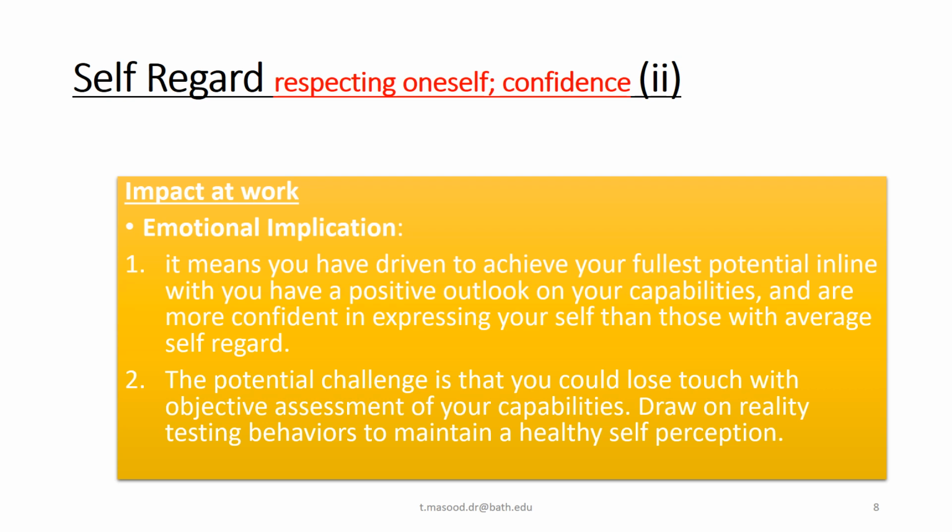Okay, now how self-regard impacts work. The first segment is emotional implications. It means you are driven to achieve your fullest potential, and you have a positive outlook on your capabilities and are more confident in expressing yourself than those with average self-regard. In the second attempt, the potential challenge is that you could lose touch with an objective assessment of your capability. Draw on reality testing and behaviors to maintain healthy self-perceptions. That is what we understand as the impact at work, emotional implications or concerns.